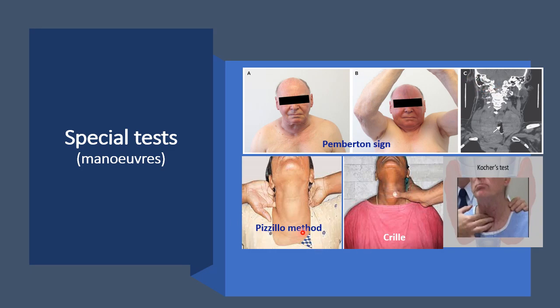This is Pizillos method, especially for women with short neck. Extend the neck like this, and then any lump in the thyroid becomes more prominent. Okay, this is the Kreil's test, where you use your thumb to examine in detail any small nodules in any lobe of the thyroid. And this is your Cocker's test, where you press on the lump, and if it is pressing on the carotid artery, then the carotid pulse becomes reduced or absent.